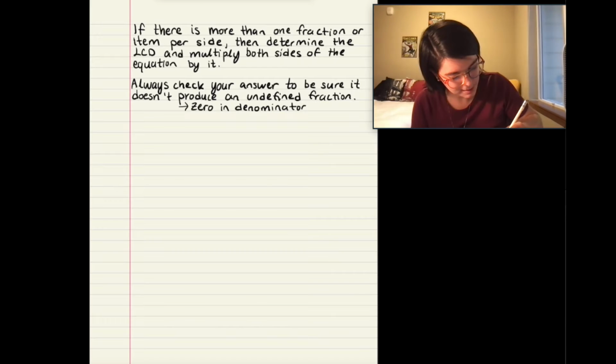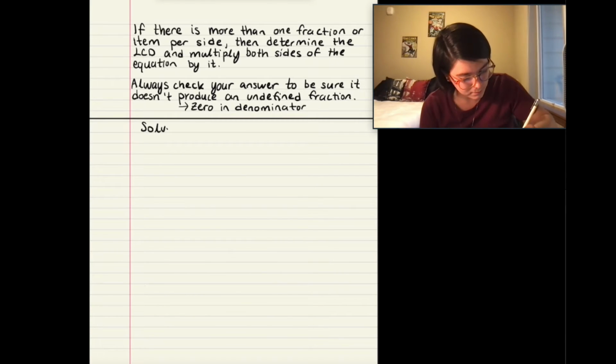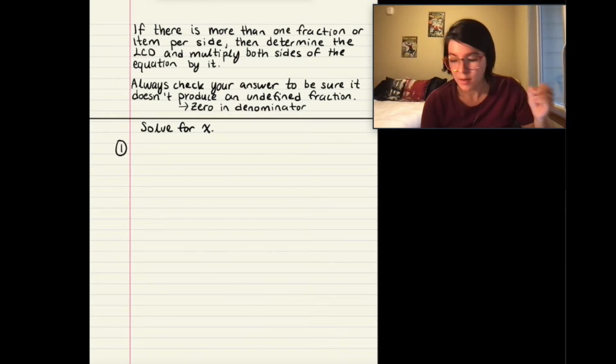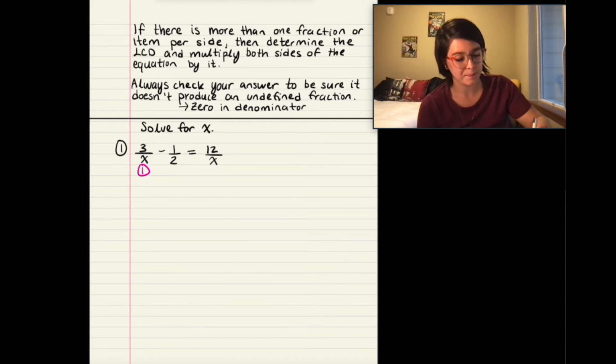Let's do some examples. In our examples today, we're going to want to solve for x. Our first example tells us that we have 3 over x minus 1/2 is equal to 12 over x. Since we have two terms on the left side of the equation, we're going to determine their least common denominator and multiply both sides of the equation by it.